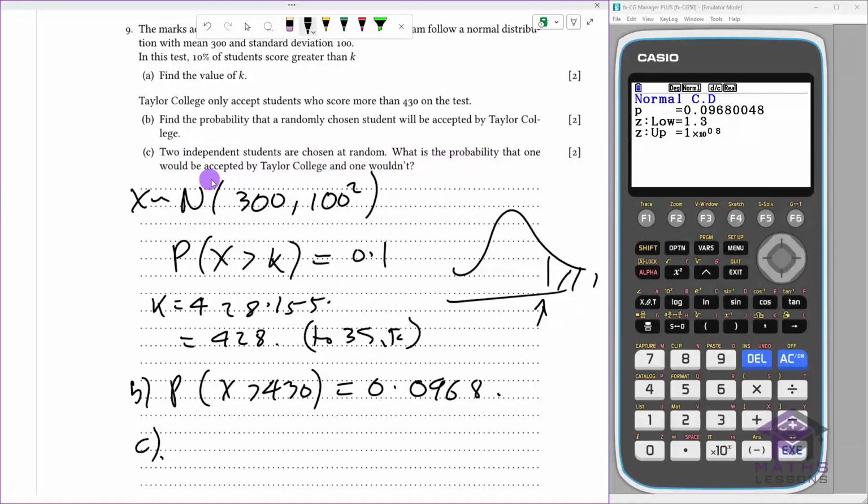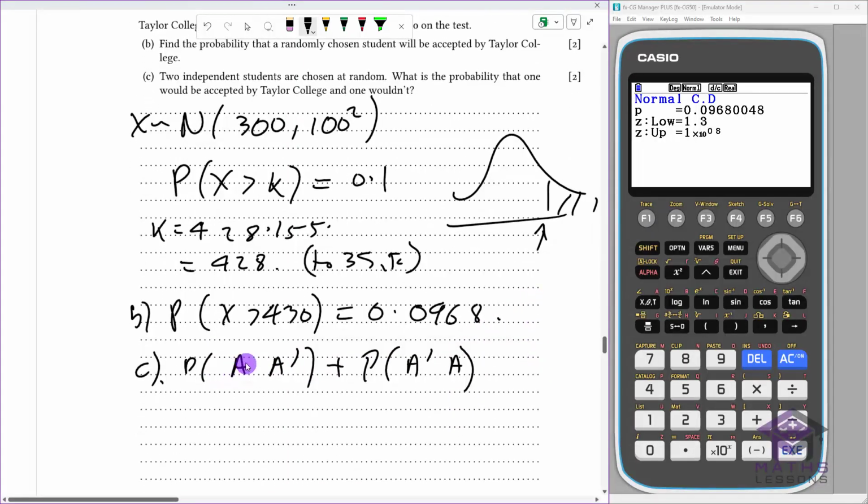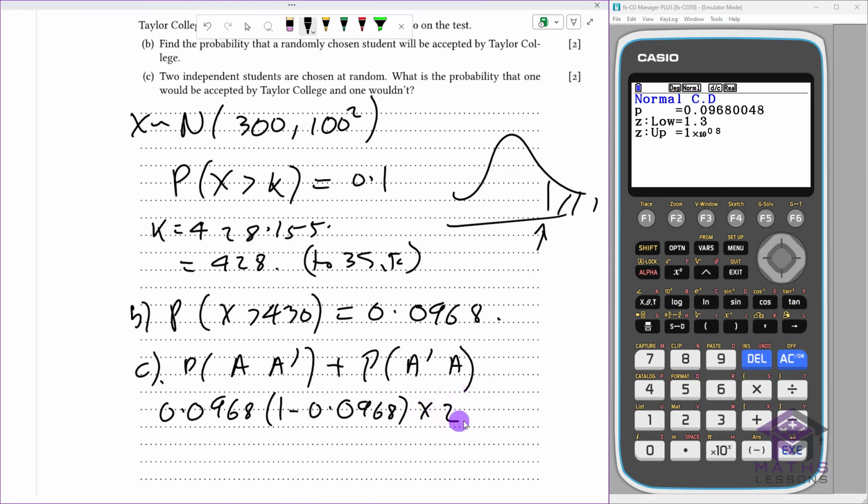So for part C, 2 independent students are chosen at random. What's the probability that one would be accepted by Taylor College and one wouldn't? So we want the probability that one is accepted and one's not, or the probability that one is not accepted and one is accepted. So you can do it in 2 different ways. So basically we've got the probability accepted, which is this, 0.0968, times by the probability not accepted. Well, it's going to be 1 minus 0.0968. And then we've got exactly the same probabilities, just in a different order. We do this times this in the other order. So effectively we can times that by 2.